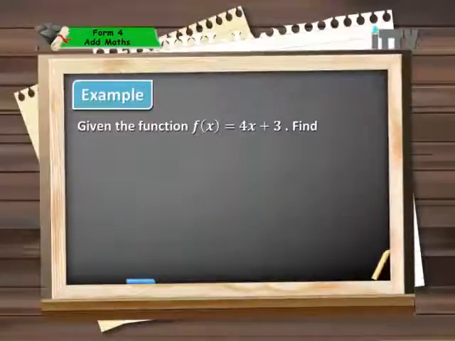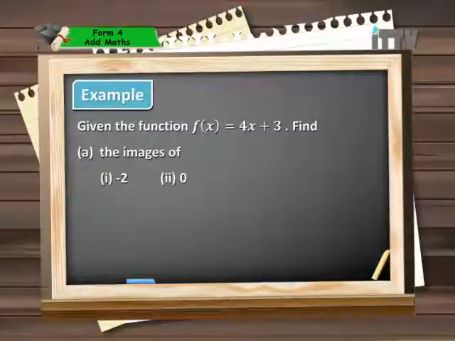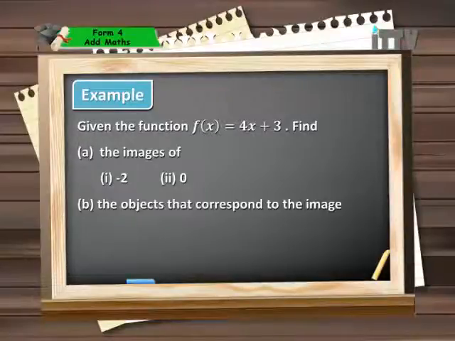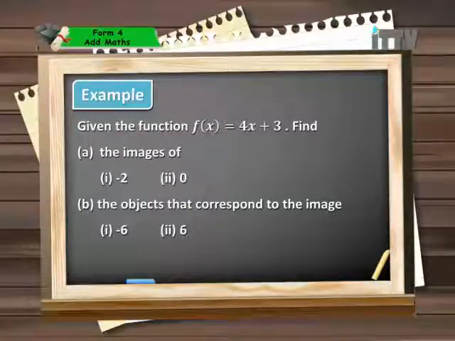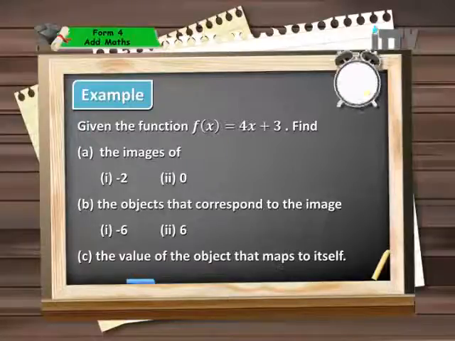Given the function f of x is equal to 4x plus 3, find a, the images of part 1, negative 2, and part 2, 0 as the objects, and find b, the objects that correspond to the image part 1, negative 6, and part 2, 6, and finally part c, find the value of the object that maps to itself.